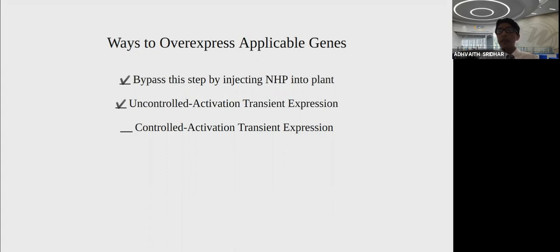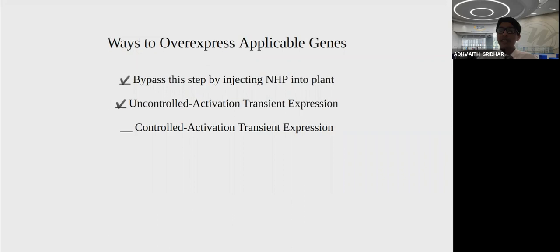First, they've kind of bypassed the entire genetic aspect of it by just injecting NHP into a plant and supplementing it with that molecule in order to make sure that NHP is truly the molecule that enhances and induces systemic acquired resistance.